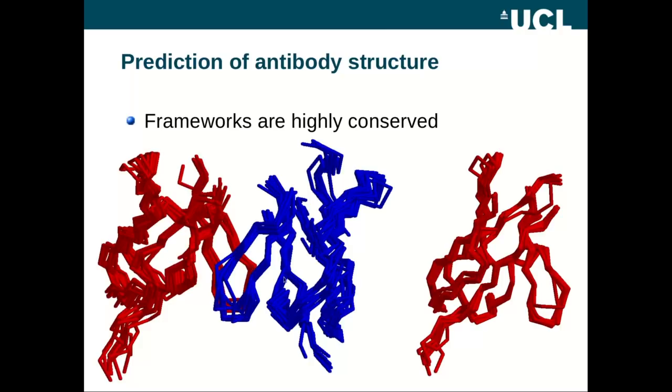Whereas if we just focus on this region, which is what I've done on the right here, then you can see a much better fit between the two structures because we're not being diverted by the need to accommodate these light chains as well.